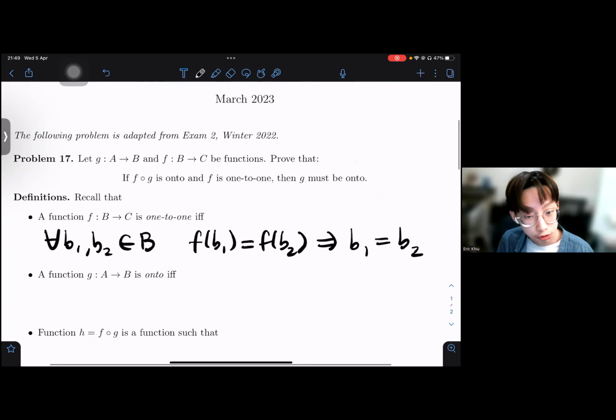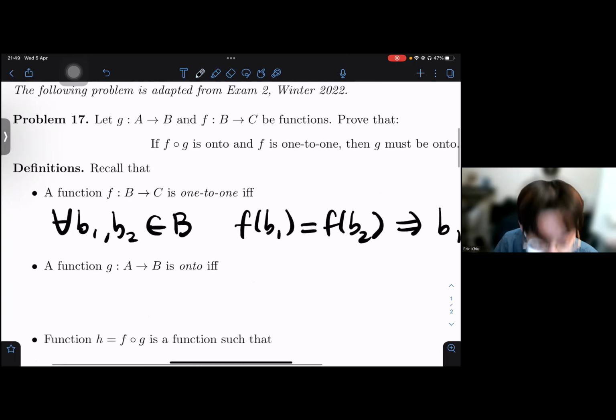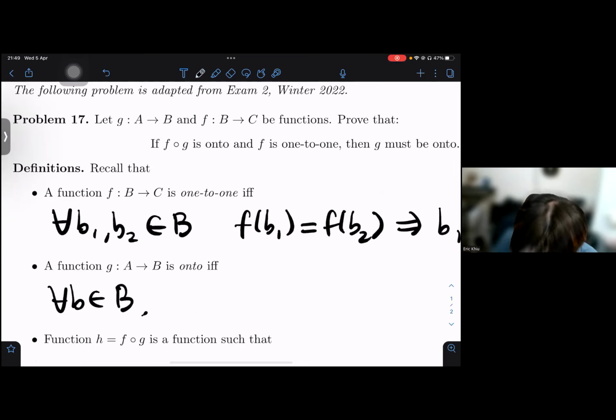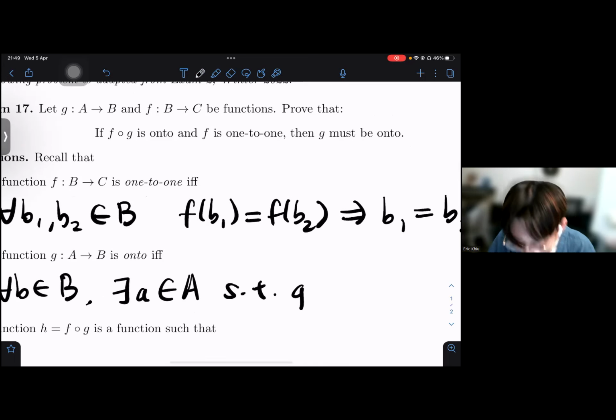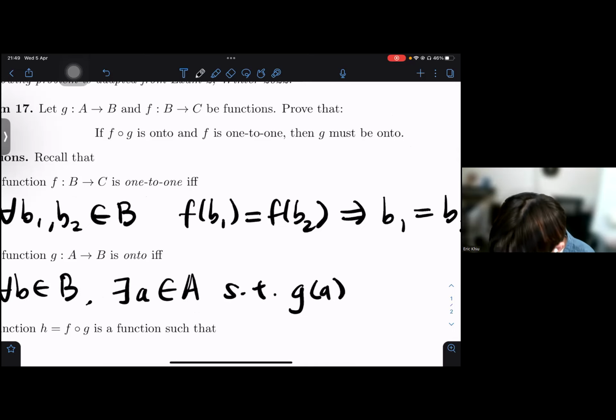What about onto? Onto means everything in the codomain has a corresponding input in the domain. In this case, our codomain is B for function g. So for all B in B, there exists an A in A that corresponds to this B, such that g of A, this function g will bring this A to that B.